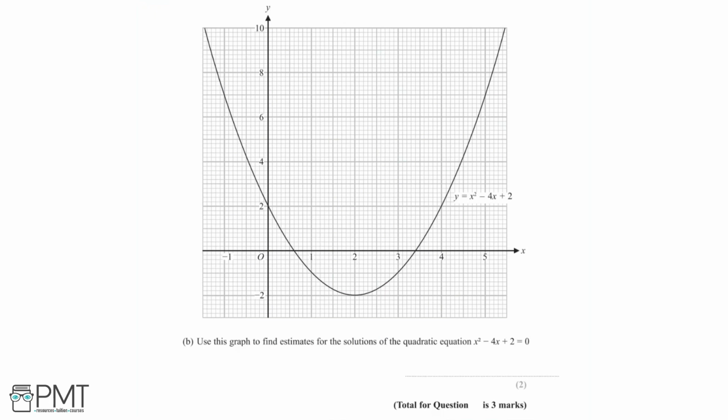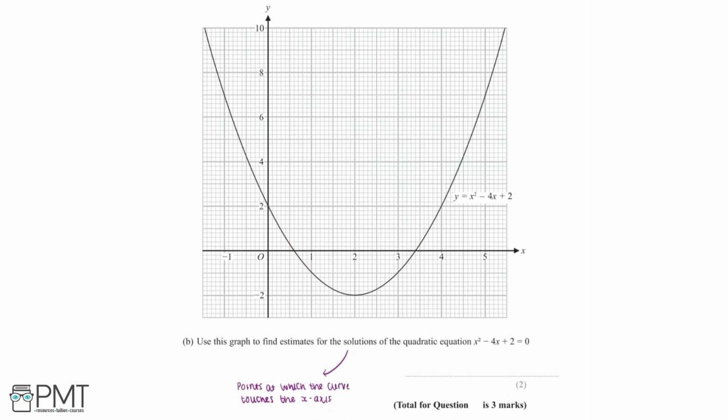Now in part B, we need to use the graph above to find estimates for the solutions of the quadratic equation x squared minus 4x plus 2 is equal to 0. You can see on our graph that we have the curve y equals x squared minus 4x plus 2. Now to find the solutions for this equation, we need to find the points at which the curve touches the x-axis. And so we're looking for the coordinates of this point and this point.